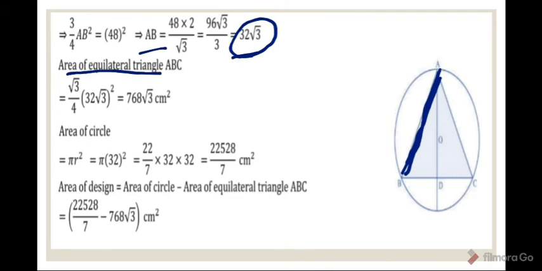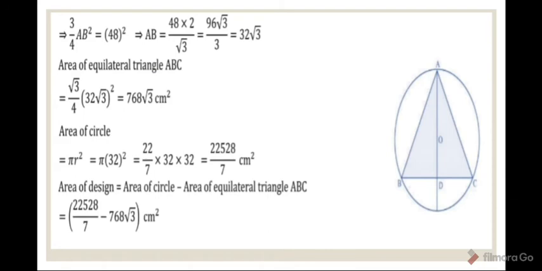So area will be root 3 by 4 into side square. If you do the calculation, the area of the triangle will be 768 root 3 centimeter square. So you got the area of this portion.